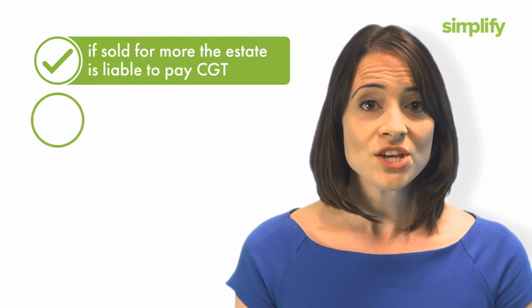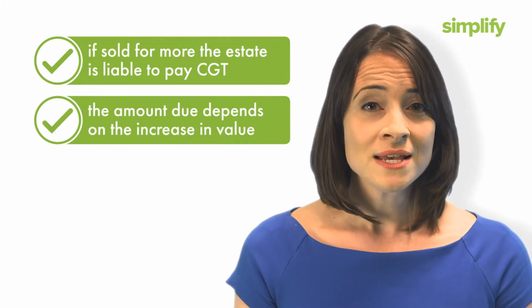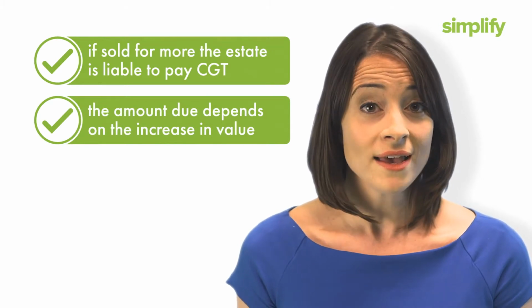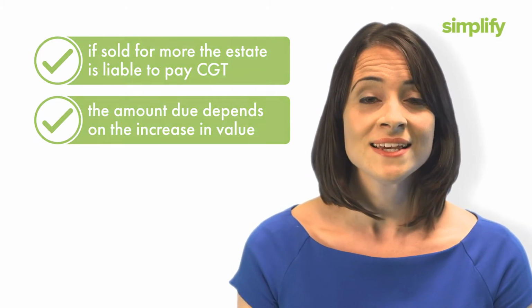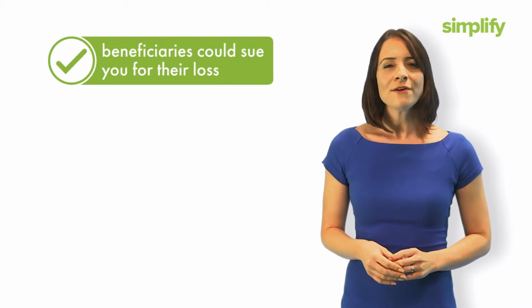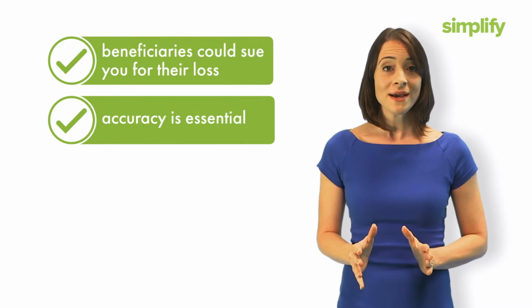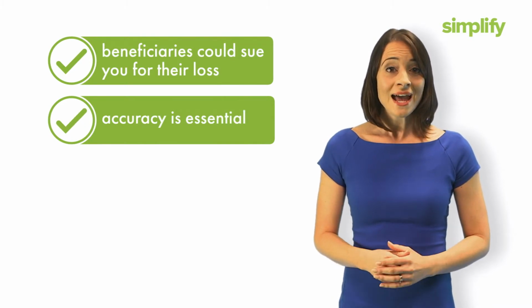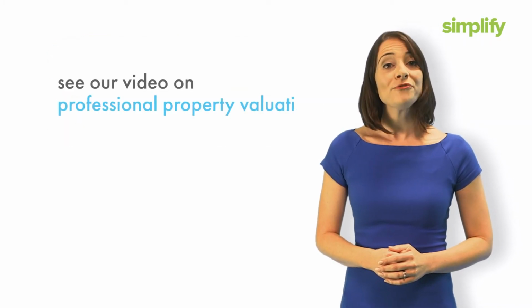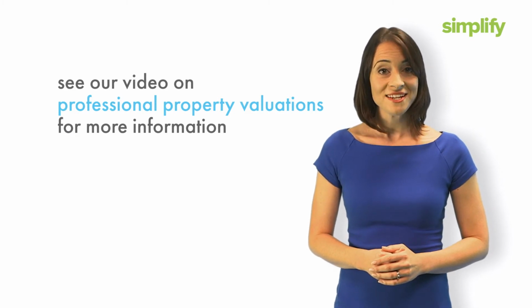The amount of CGT due depends on the increase in value, so using a low valuation means you may end up paying more CGT than if you'd used a higher, more accurate valuation in the first place. In this situation, beneficiaries may feel it's your fault more CGT is payable. As the money to pay CGT comes from the estate, the beneficiaries might sue you for the loss they've suffered. It's therefore essential you make sure whoever provides the valuation is as accurate as possible and understands the importance of giving a true figure. See our video on professional property valuations for more information.